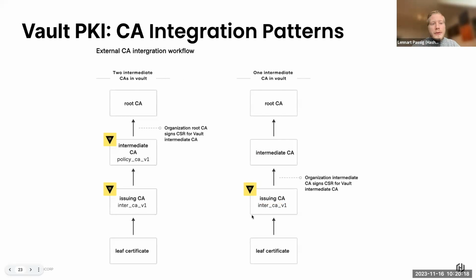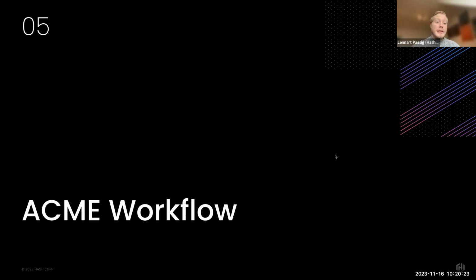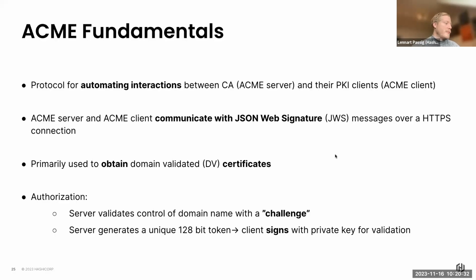That can eventually create then the certificate. All right. So how does the Vault ACME workflow look like? First, I want to give you a high level overview, and then we go into a little bit of a sequence diagram on how it works.